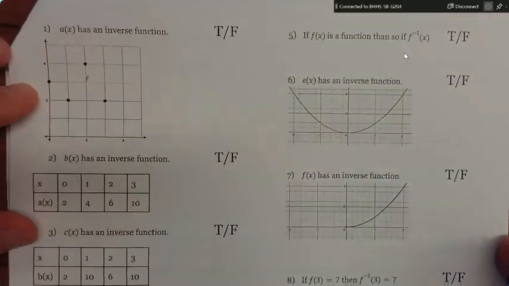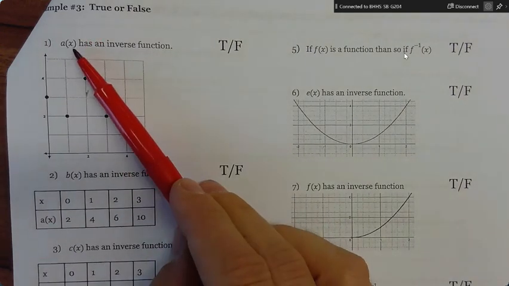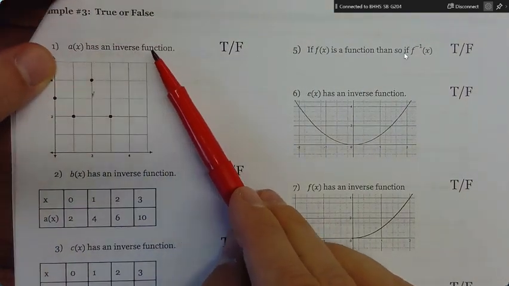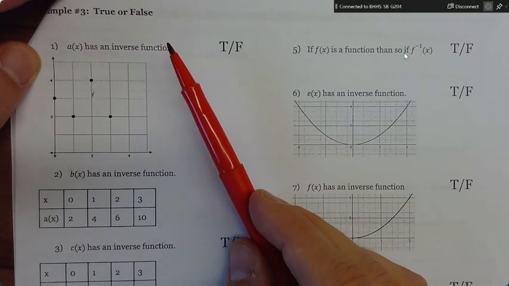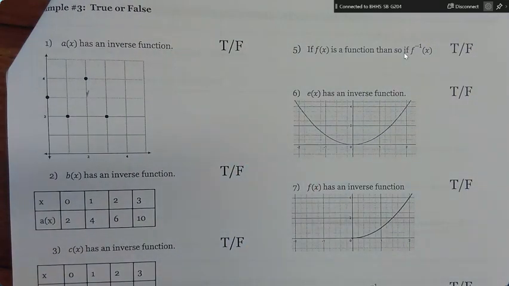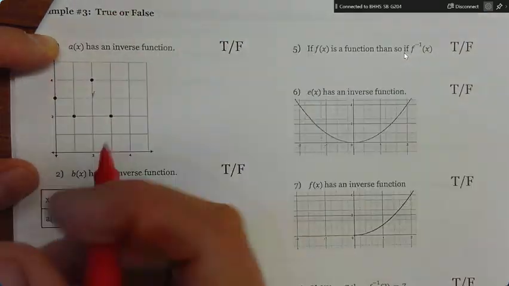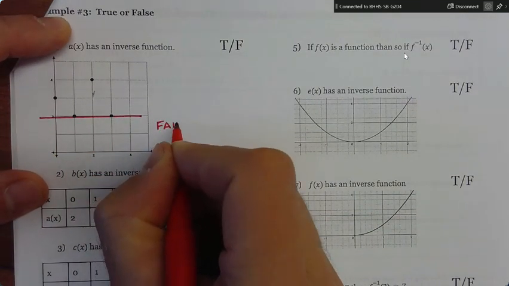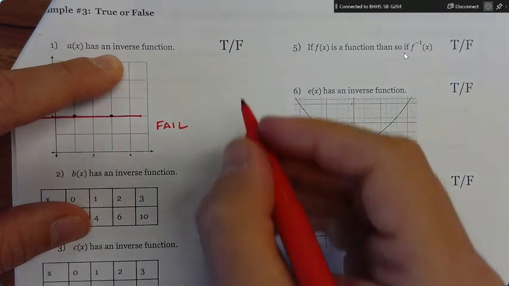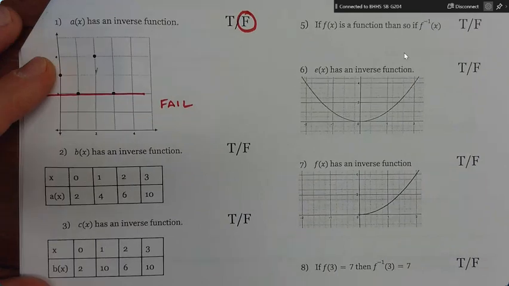The next page has some true-false questions on it, and we'll do a few of these together. So you can put your pencil right here on number 1. It says A of x has an inverse function. Is that a true statement or a false statement? So you want to look and say, does this pass a horizontal line test? Yeah, see, it fails right there. Fail. Okay. So does it have an inverse? No, it doesn't. So that's a false statement. No inverse for this guy.